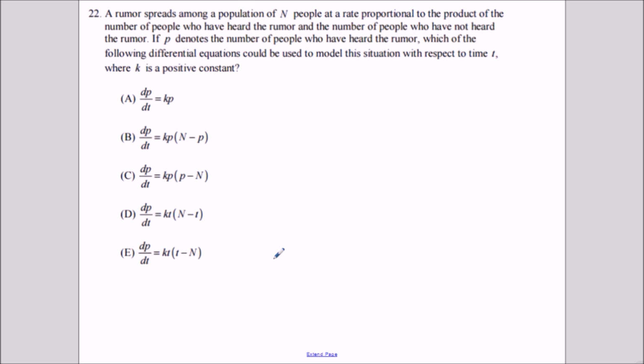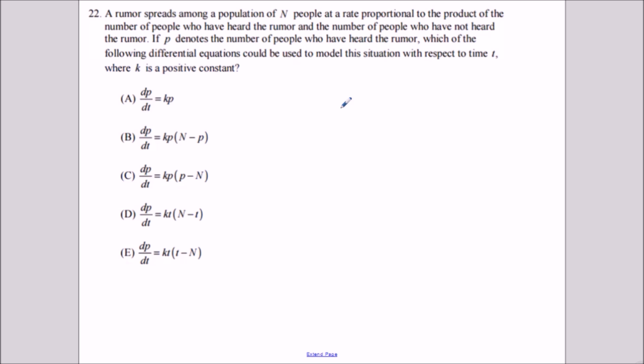So for question 22, this is a bit wordy, but we have a lot of variables. It's representing a rumor that spreads among a population of n people, and the rate that it spreads is proportional to the product of the number of people who have heard the rumor and the number of people who have not heard the rumor. And we have, if P denotes the number of people who have heard the rumor, which of the following differential equations could be used to model this situation with respect to time t, where k is a positive constant.